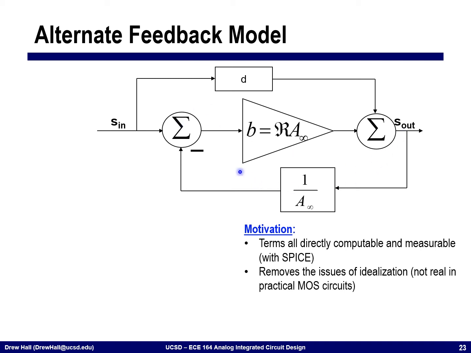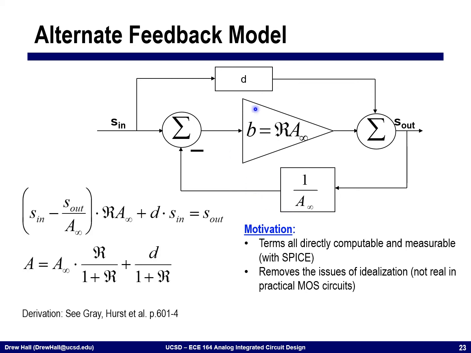So unilateral means the signal is only going in one direction, whereas in the bidirectional case, we have the signal possibly feeding forward to the output. Okay? And so we're going to capture all of these terms with this model. And so D will be our feed forward, A infinity will be our feedback, and then we have our term here that's R times A infinity. All right, so if I want to write an expression that describes this, I'm going to do exactly like we did previously.